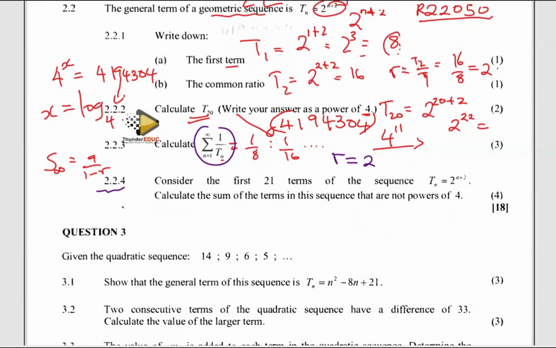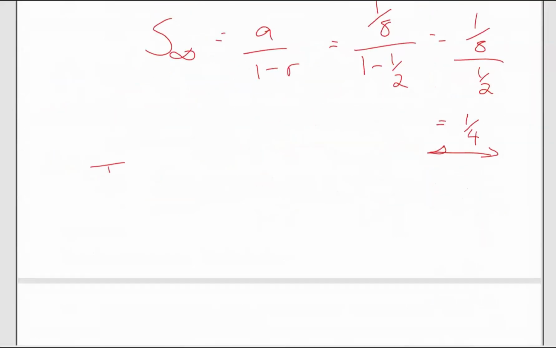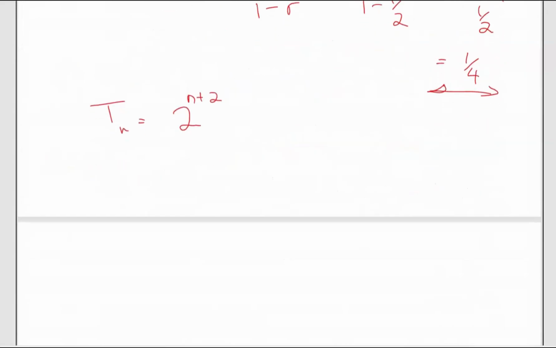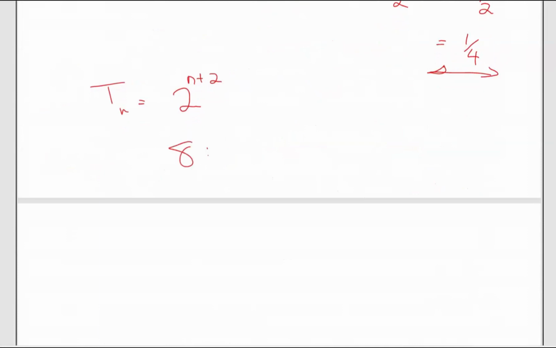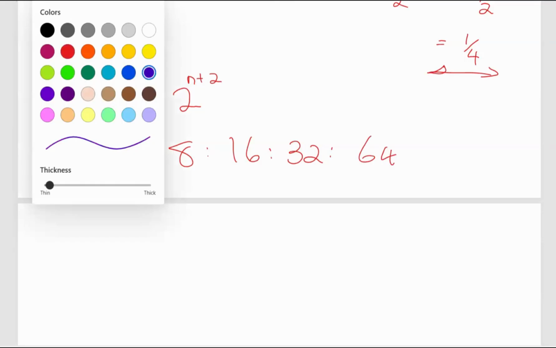Then 2.2.4, consider the first 21 terms of the geometric sequence. Calculate the sum of terms in the sequence that are not powers of 4. Interesting. Okay, let me write it this side. So it's saying we have Tn being 2 to the exponent of n plus 2. So we saw that the first term was 8. The second term was 16. The third term is supposed to be 32. And then the fourth term, which is supposed to be 64. Okay. So let me just base on just these ones.